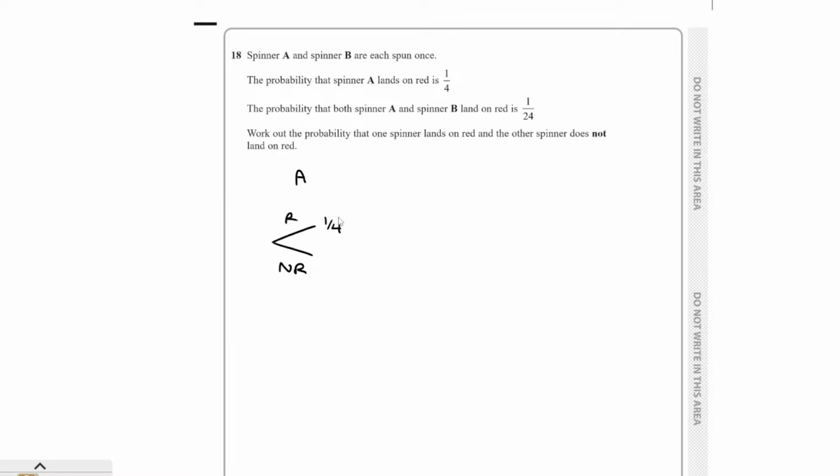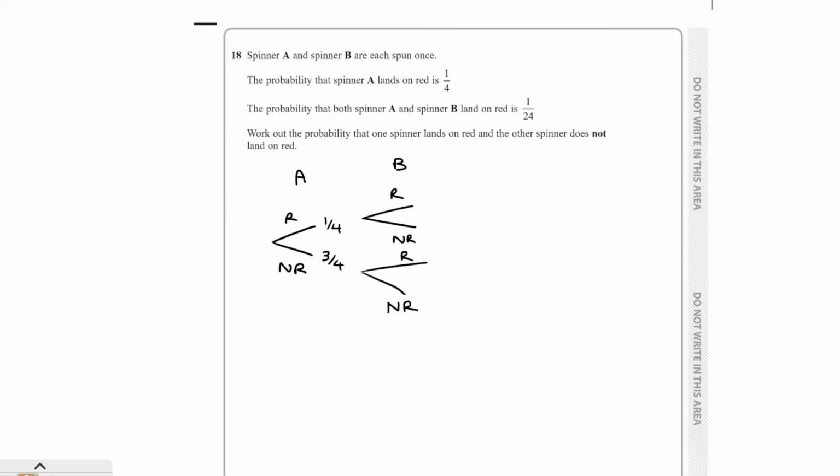So obviously red for spinner A is a quarter. We can write that in. And then the other one is spinner B. Again, red, not red. This one must be obviously therefore 3/4 because that has to add up to 1. And then red, not red. Now we don't know the probability for red, do we? For spinner B. What we do know is A and B being red.